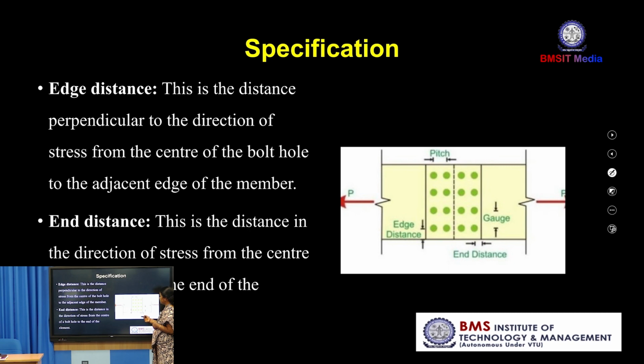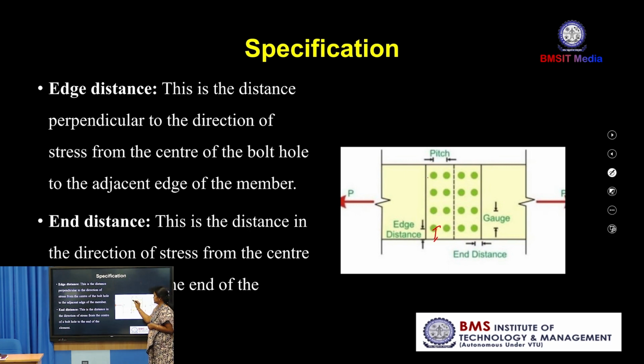Edge distance means, this last bolt is there, no, the center of the last bolt to the edge of the member. So, this direction is perpendicular to the applied force. This is called edge distance. See here, this one is perpendicular to the applied force. This is edge distance. What is end distance?